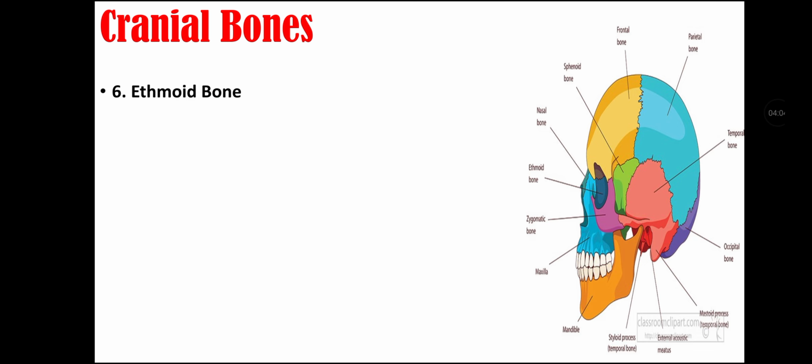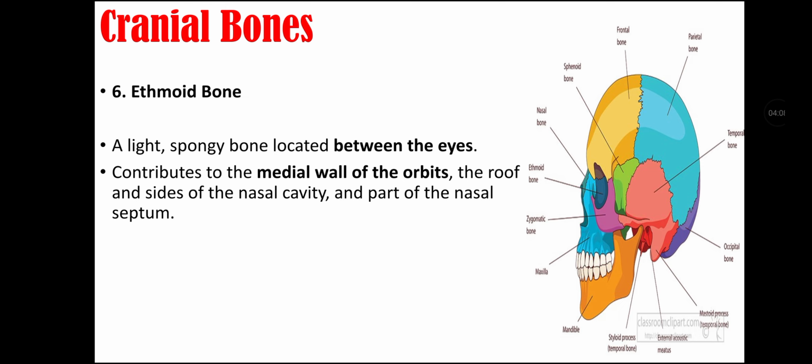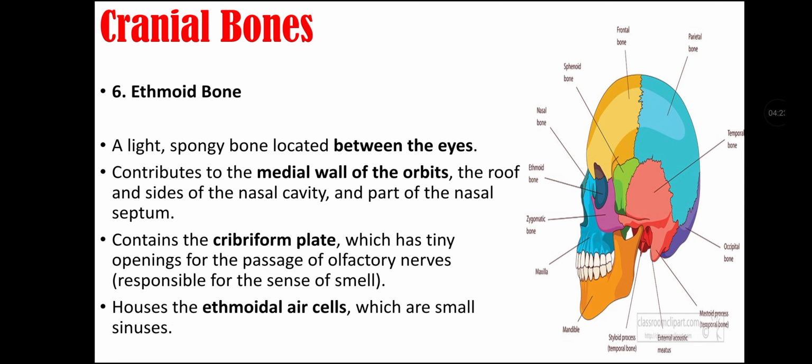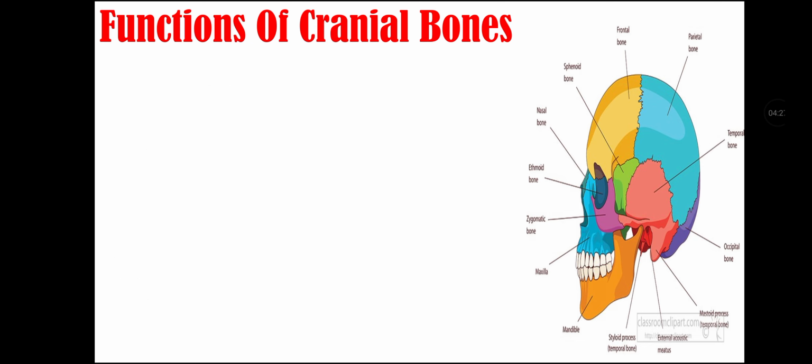Next cranial bone we have is ethmoid bone. It is a light spongy bone that is located between the eyes. It contributes to the medial wall of the orbit, the roof and sides of nasal cavity and parts of nasal septum. It contains the cribriform plate, which has tiny openings for passage of olfactory nerves that is responsible for sense of smell. It houses the ethmoid air cells, which are small sinuses.